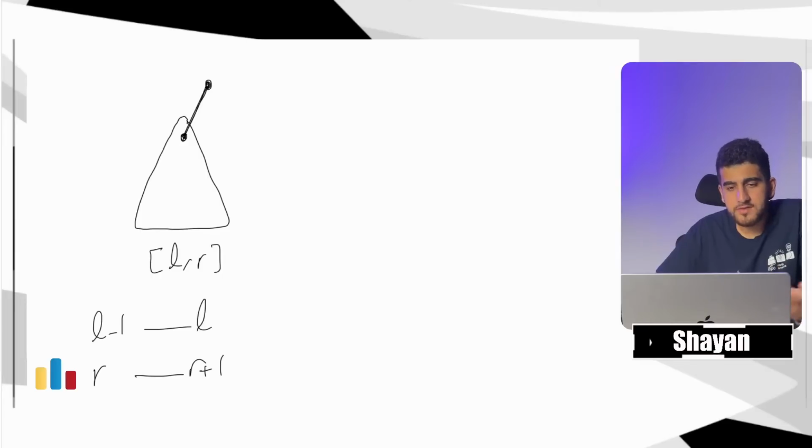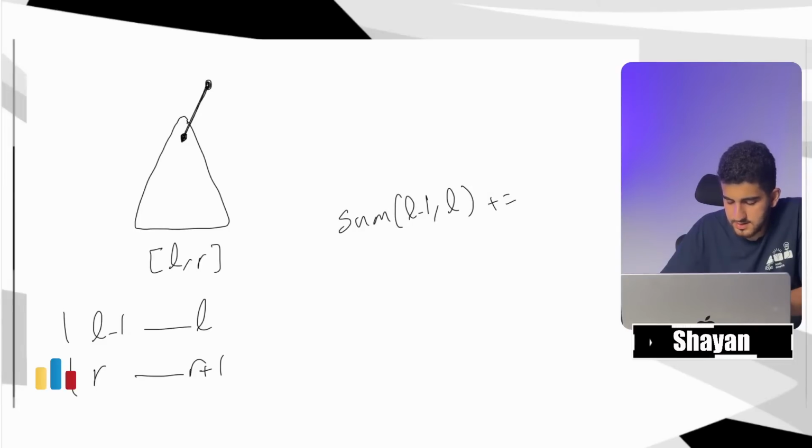So only two of the values must be updated. If for every subtree we keep track of the interval in that subtree, only the answer for two of these pairs will be updated. So we can just save that the sum of L minus 1 and L will be increased by, for example, the weight of this one, let's say X.